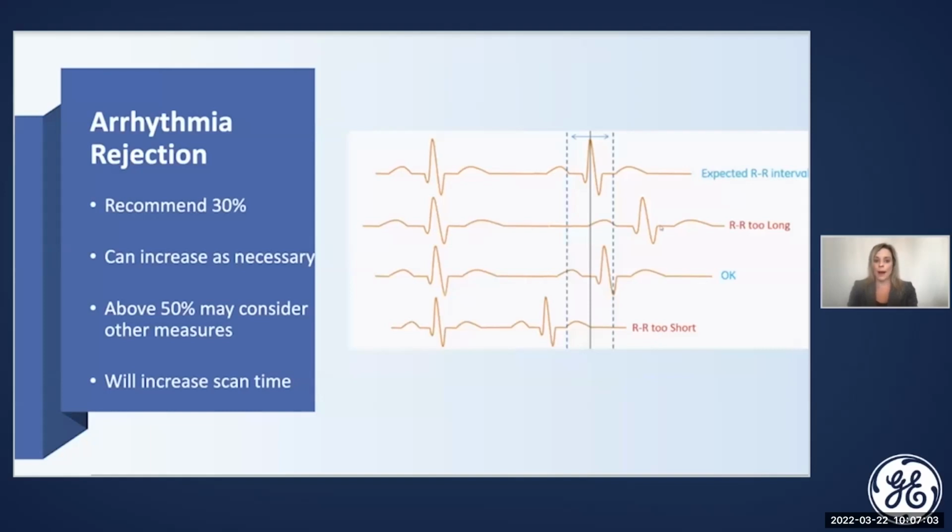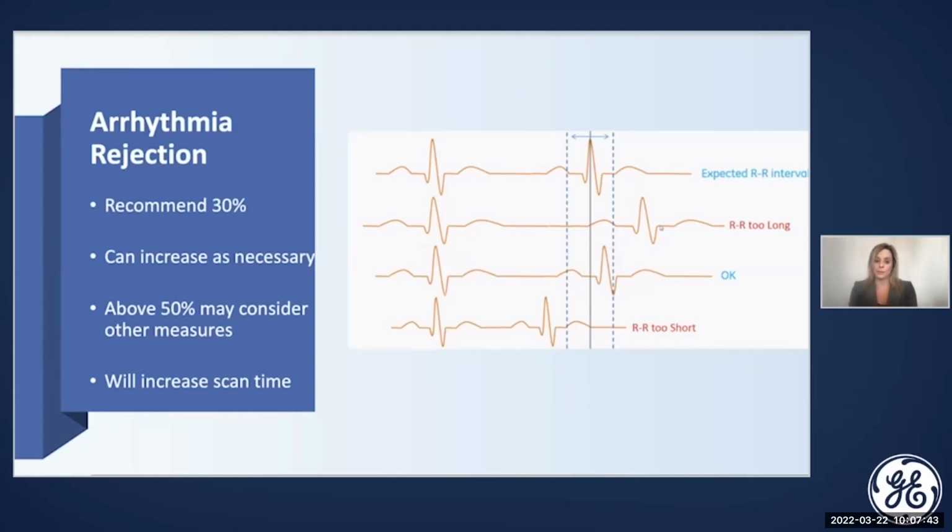So this is an example of how arrhythmia rejection works. On the top is our normal EKG tracing where the QRS is at the expected time. It arrives perfectly when we expect. You can see on the next line, if the QRS is delayed and outside of our 30% arrhythmia rejection window, that beat will be dropped and added on to the end of the acquisition. Similarly, at the bottom, if that QRS is too short and arrives prior to our expected time, that beat will also be excluded. Whereas on the third line, if the QRS complex is in our 30% rejection window, it will be accepted.